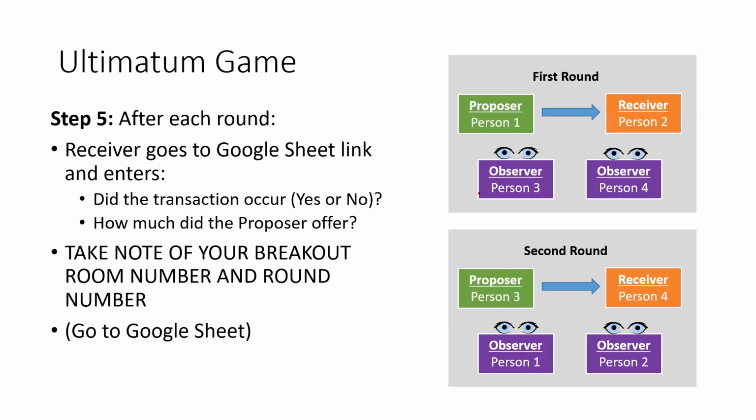After the end of each round, the receiver will go to a Google Sheet link that Tara is going to post in the chat, and the receiver will record 2 things. Did the transaction occur? Did you say yes or no? And how much did the proposer offer? And you're going to take note of your breakout room number and whether you were in round 1 or round 2, because that's how we're going to report the results.